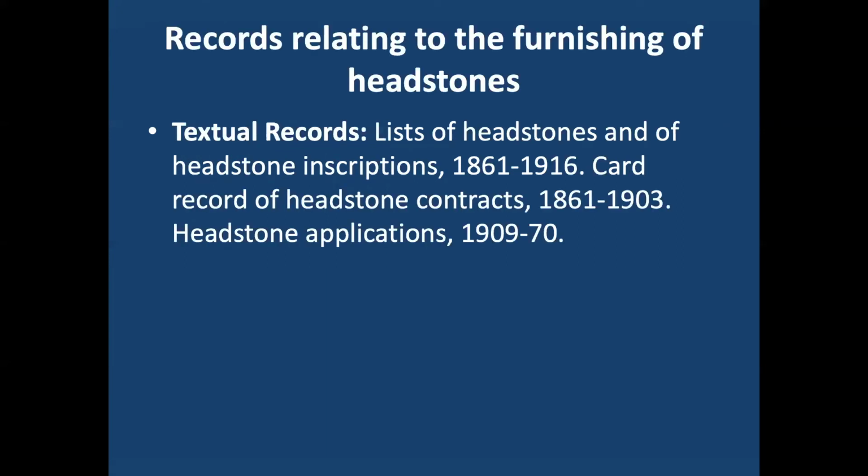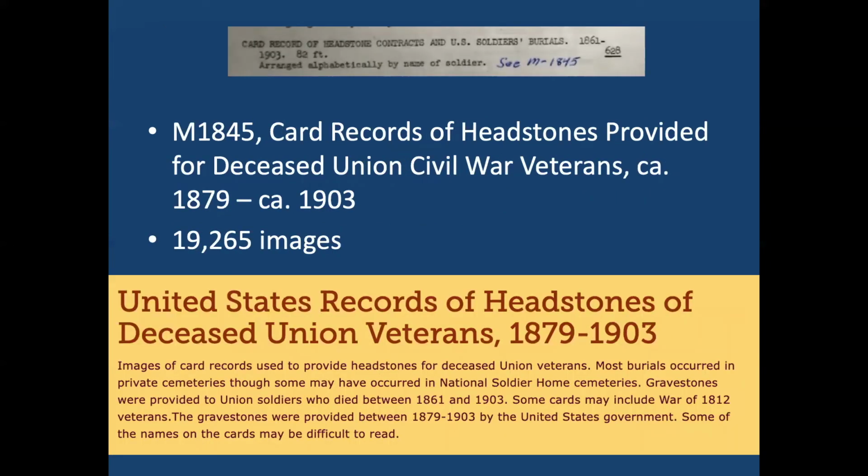There are various sets of records relating to the furnishing of headstones. M1845, which is card records of headstones provided for deceased Union Civil War veterans, 1879 to 1903, about 20,000 images, is found on FamilySearch. You'll notice at the top, in the portion that came from the actual finding aid, someone has written in M1845. This is quite common to find in finding aids, to save you the trouble of querying where the records are, only to be told that they're available on FamilySearch, Ancestry, or Fold3.